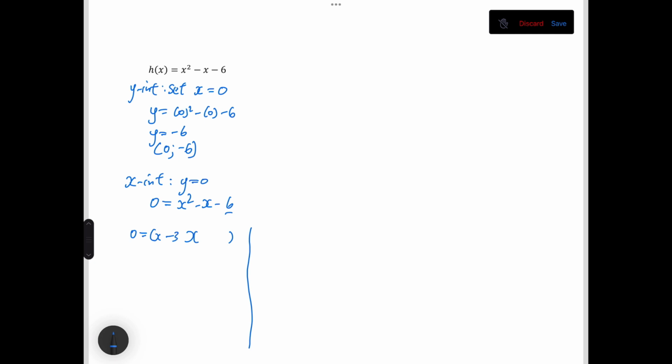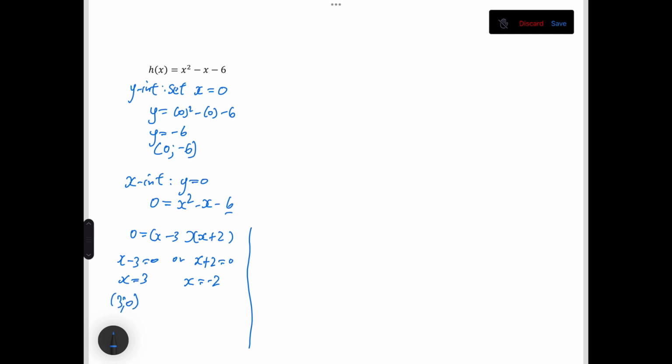So (x minus 3)(x plus 2). Minus 3 plus 2 gives me the middle term, and therefore I know it's right. So we put both brackets equal to 0, and then x is equal to 3 or x is equal to -2. And there we go, that's my two x-intercepts.